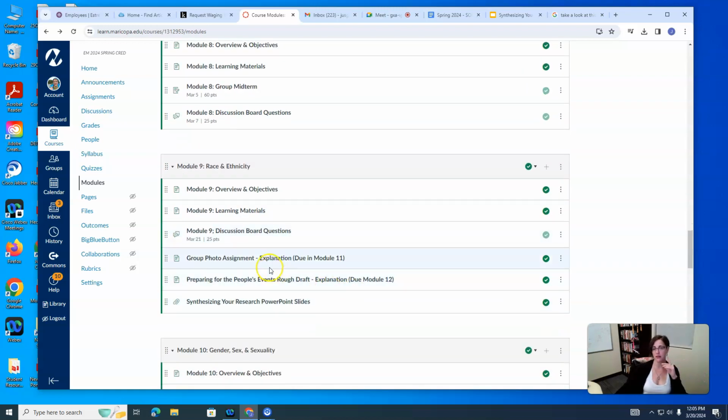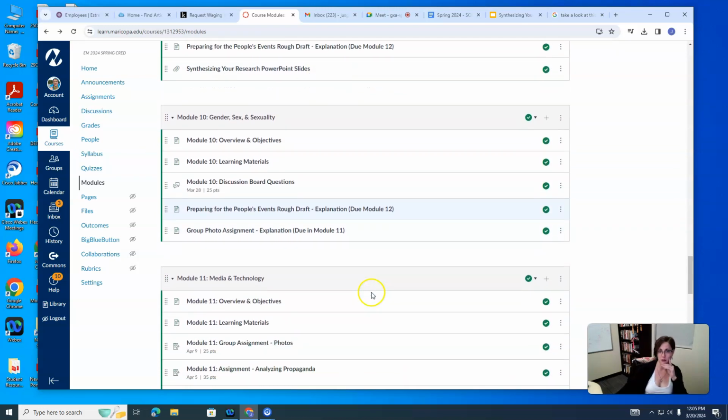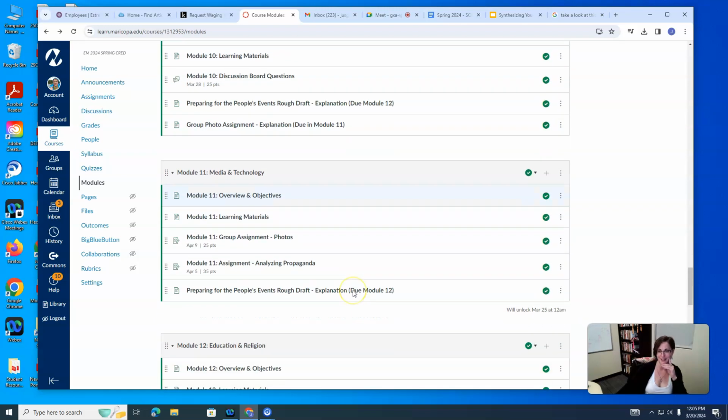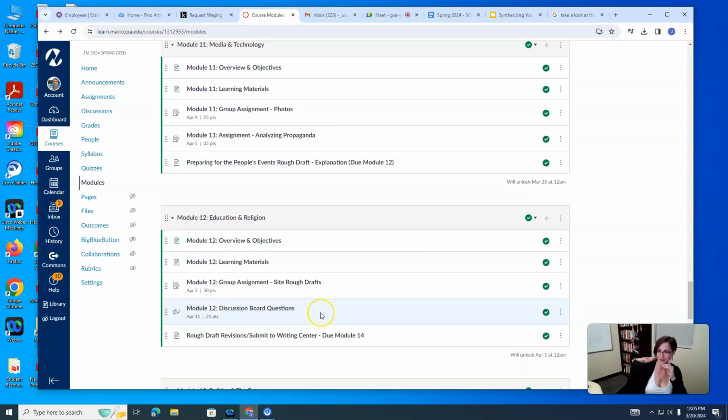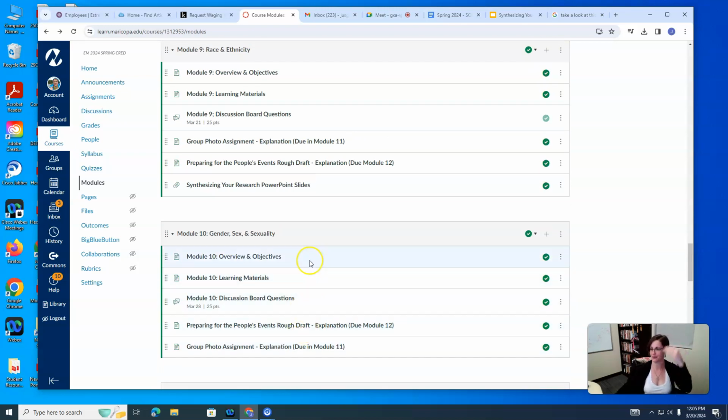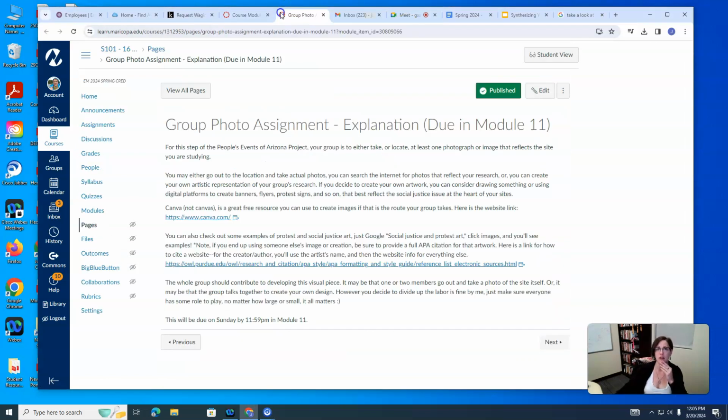The next step are these two pieces right here, and so you'll see these under the Module 9 Race and Ethnicity module. You'll also see them basically popping up continually until each item is due, so that way you just have it right there to remind you of what you should be working on, right? And so the first thing here is this group photo assignment. This is going to be due in Module 11 on April 2nd. So let me pull it up here. And so this is a creative aspect of your assignment, basically.